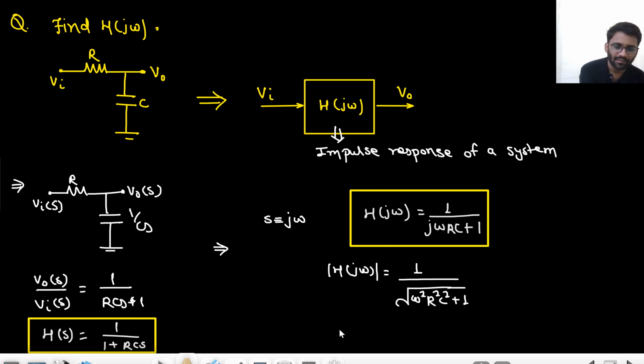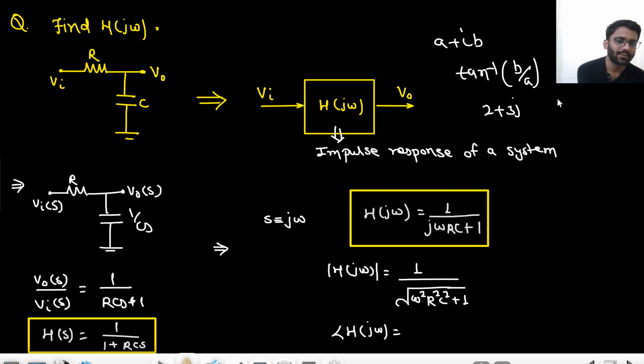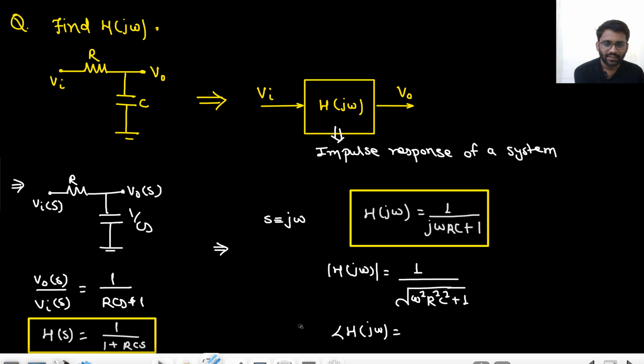What will be the angle? What is the angle of a plus iota b? That is tan inverse of the imaginary value upon the real value. For 2 plus 3j, the angle is tan inverse 3 by 2, right? This is the angle, right? What is the angle of this now?